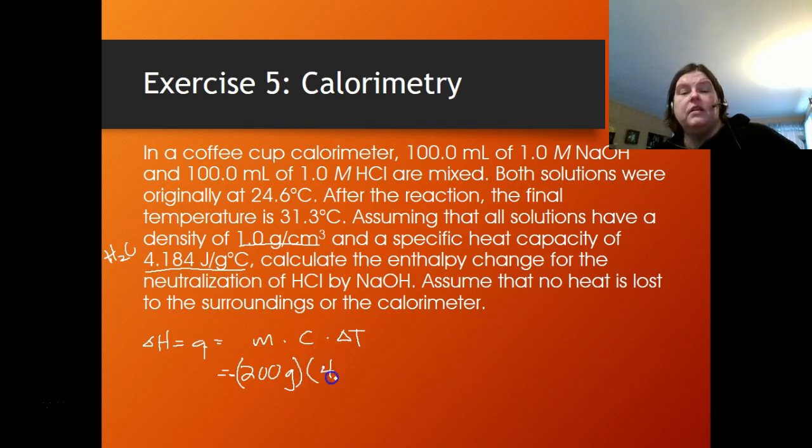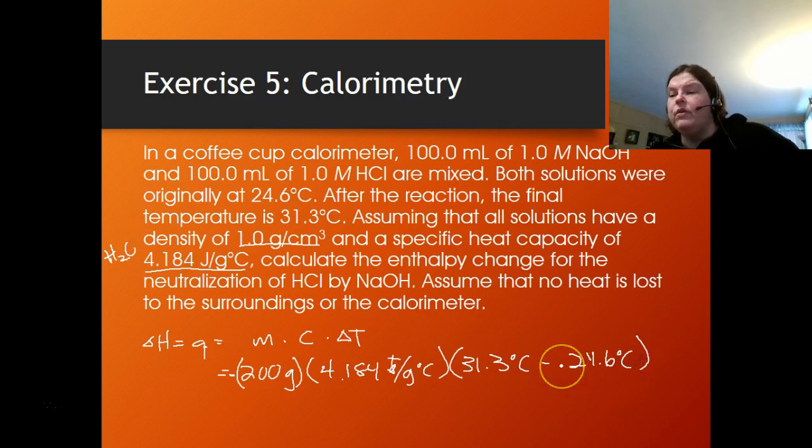The specific heat capacity is 4.184 joules per gram degree Celsius, times the change in temperature, 31.3 degrees Celsius minus 24.6 degrees Celsius. And we do a little bit of calculation, and looking at exercise 5, we end up getting negative 5,600 joules, or negative 5.6 kilojoules per mole.